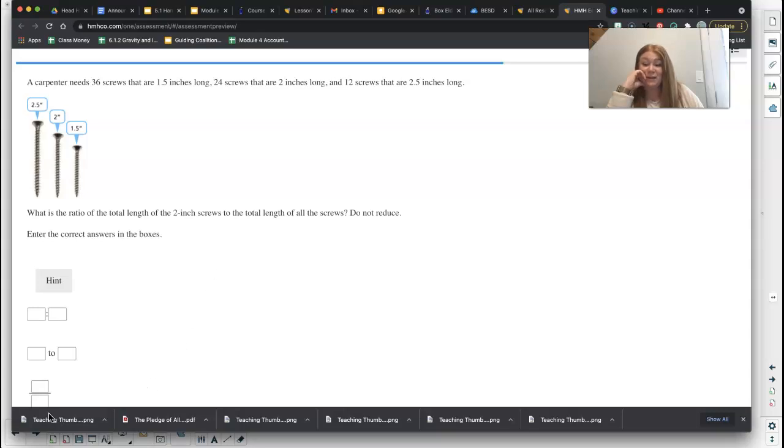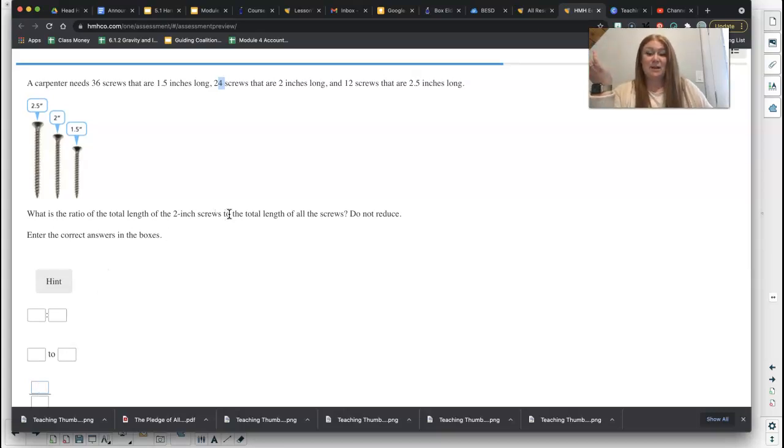So we're going to have to do a little bit of thinking here. We have 24 of these, and they're 2 inches long. So 24, and each of them is 2 inches long. The first one is 24, the second one is 24, so there's 2, there's 4, there's 6, there's 8, and we're doing that 24 times. So we need to do 24 times 2 to get this first number here.